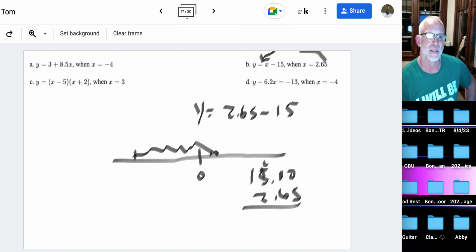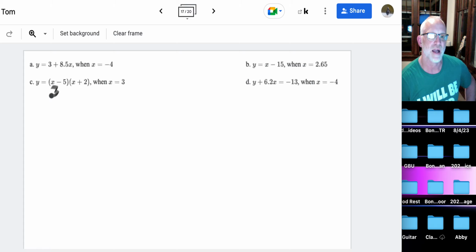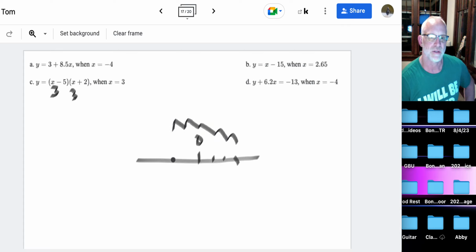The next one looks like this. Y equals x minus 5 times x plus 2. And they said we want you to substitute 3 for the x. So that means that we're actually going to have 3 subtract 5 times 3 plus 2. Number line again, right? Here's 0. And we start at 3, and we're going to subtract 5. 1, 2, 3, 4, 5, negative 2.